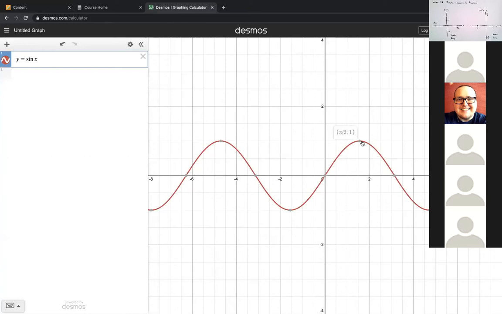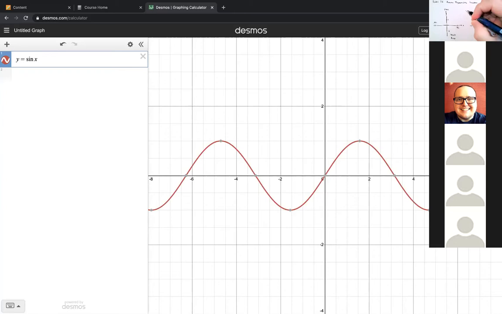But we know its general shape. It starts at 0 when you plug in 0, then it goes up to 1 when you plug in pi over 2, and then back to 0 at pi, -1 at 3 pi over 2, and then back to 0 at 2 pi. And then that will repeat that cycle.